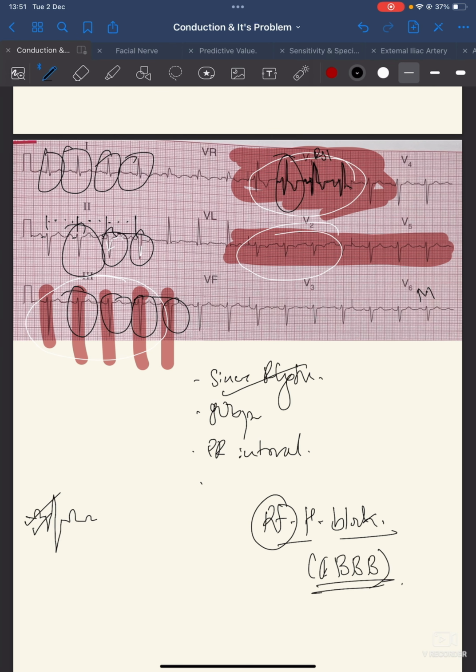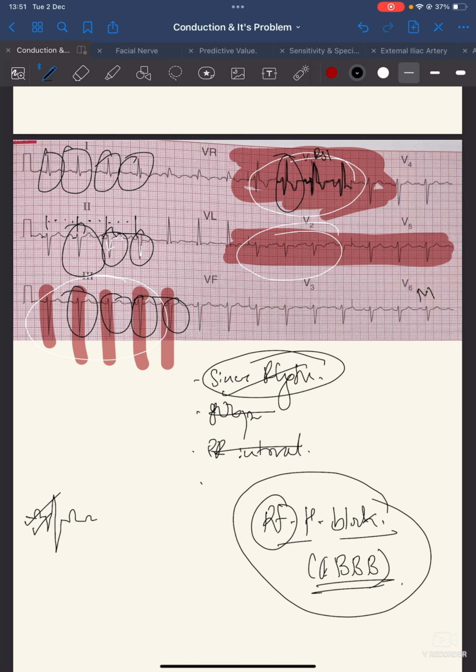So this is right bundle branch block, sinus rhythm, and no need to mention this is normal. PR interval is also normal. Sinus rhythm, right bundle branch block, and you can see there is a wide S segment over here in V6.